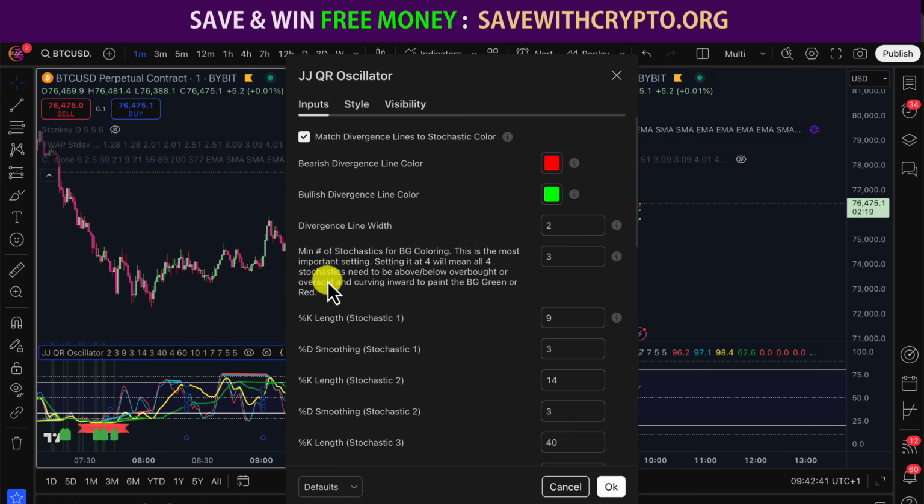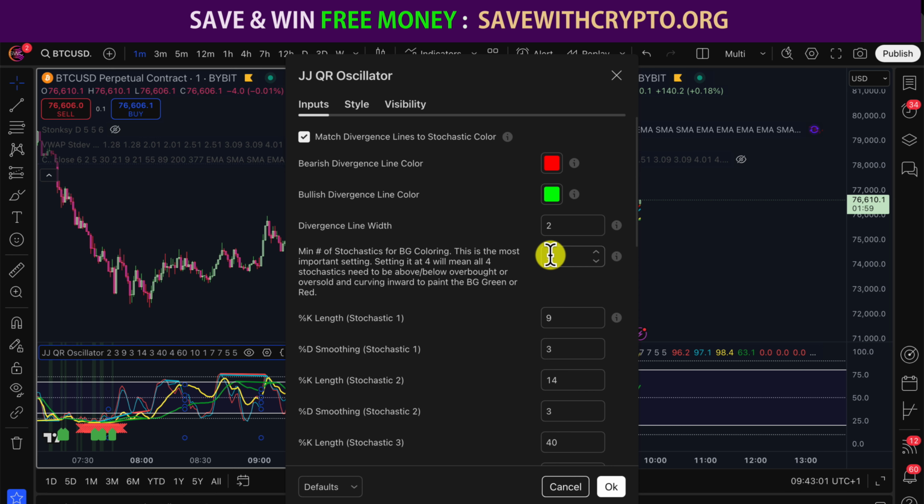Now that's currently set here where it says minimum number of stochastics for BG colouring. This is the most important setting. Setting it at 4 will mean all 4 stochastics need to be above or below overbought or oversold, curving inward to paint the BG green or red. At the moment that's set to 3 by default.